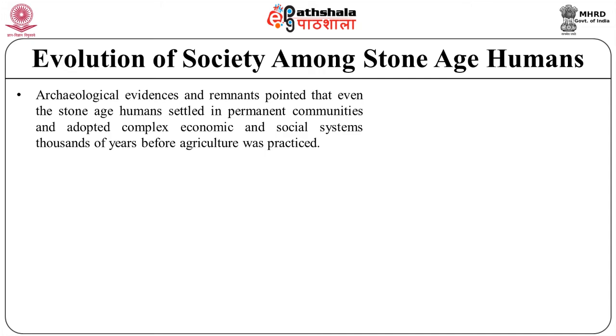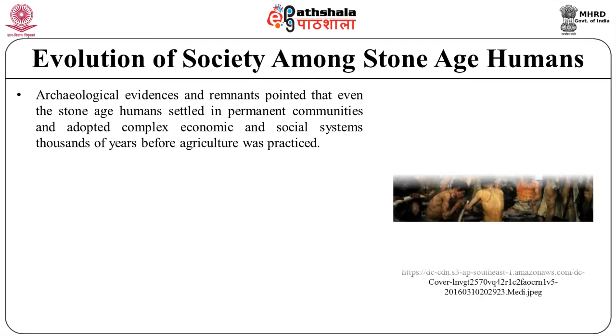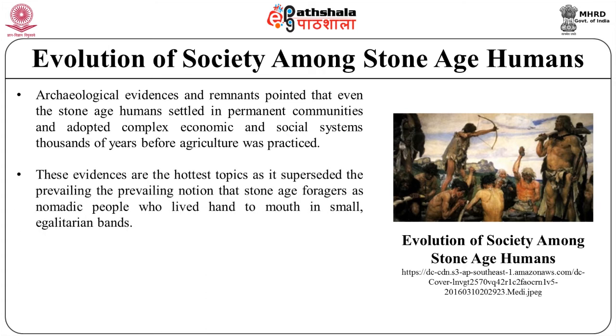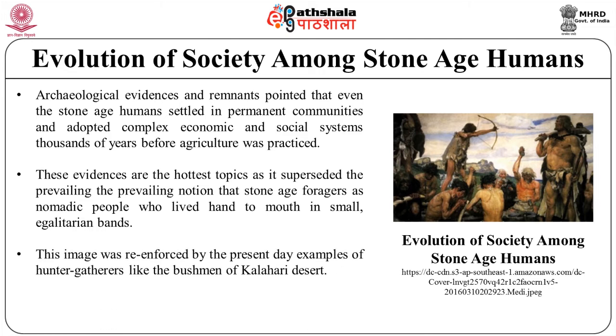Archaeological evidences and remnants point out that even the Stone Age humans settled in permanent communities and adopted complex economic and social systems thousands of years before agriculture was practiced. These evidences are a hot topic as they superseded the prevailing notion of Stone Age foragers as nomadic people who lived hand to mouth in small egalitarian bands. This image was further reinforced by present day examples of hunter-gatherers like the Bushmen of the Kalahari Desert.